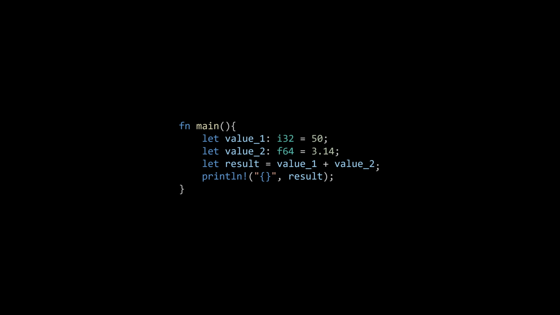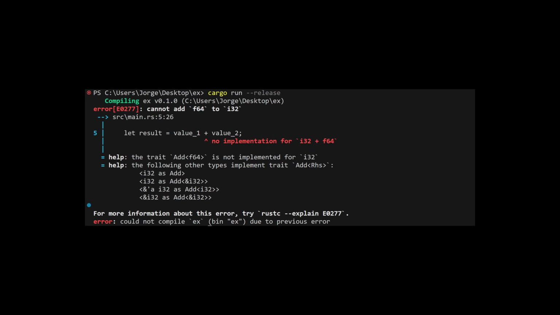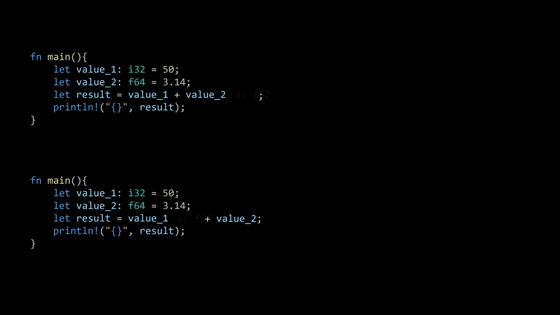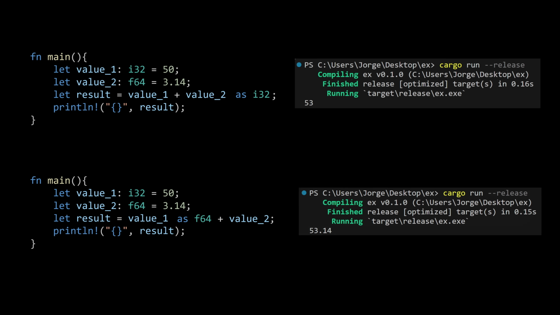In Rust, you can't do something like this. To avoid footguns, you need to explicitly express what you are trying to achieve. And this takes us to the next topic of this video, performance.